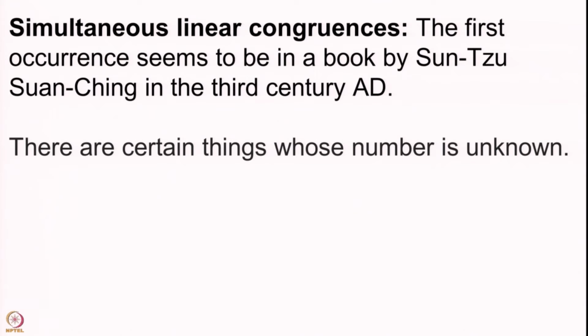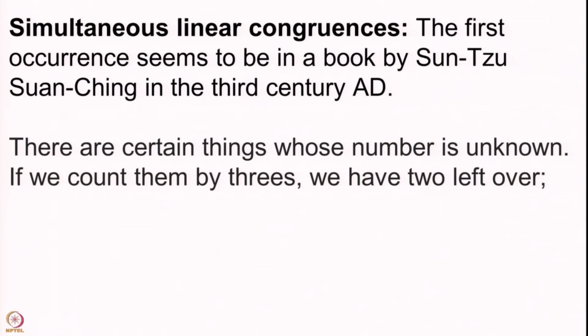The problem says that there are certain things whose number is unknown. So, you have n things. If we count them by threes, we have 2 left over. So, when you partition the number n in groups of threes, there will be 2 which are left over. So, n is a multiple of 3 plus 2, or n is congruent to 2 mod 3. This is what we would say in our current language.